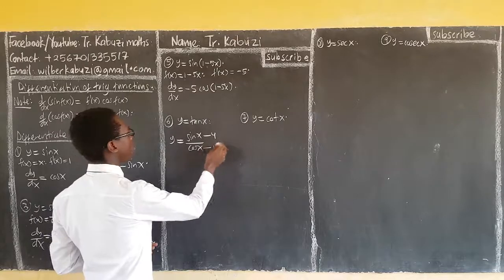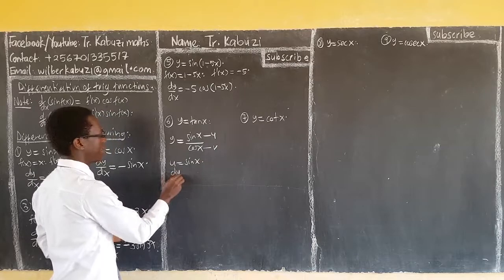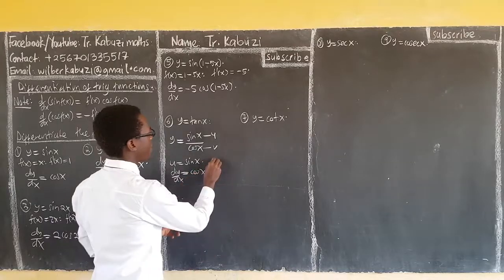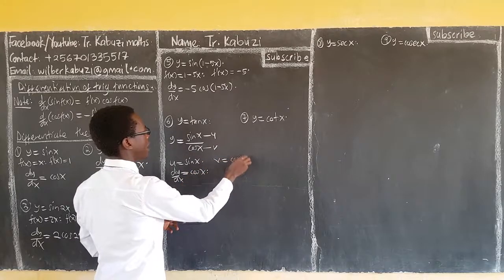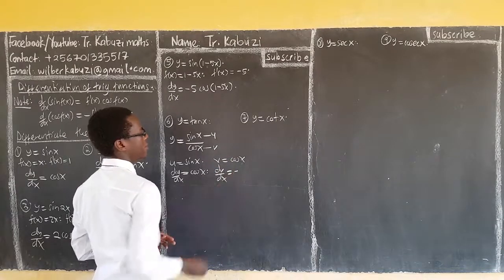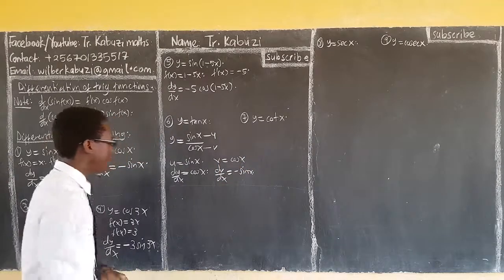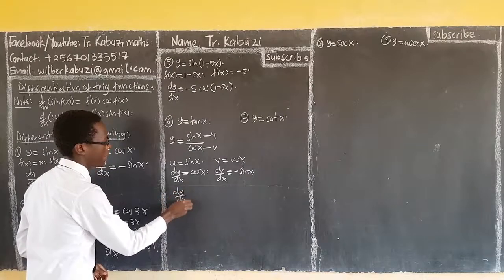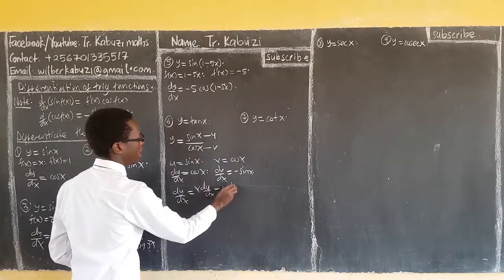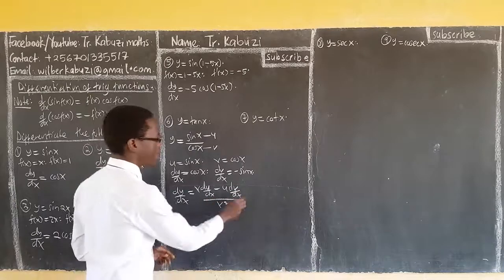So from here I start: my u is sine x. I need du dx. When you differentiate sine, we get cos x. My v is cos x. My dv dx is going to be negative sine x, because when you differentiate cos, we get negative sine x. Now, substituting into the formula, dy dx will be v du dx minus u dv dx, the whole over v squared.